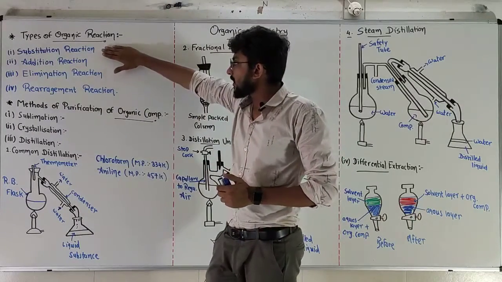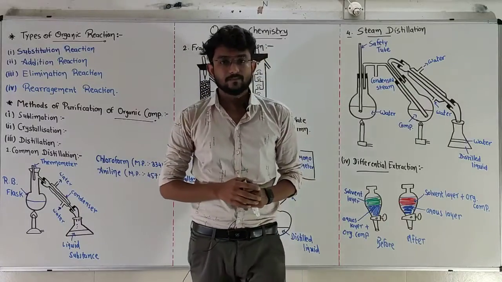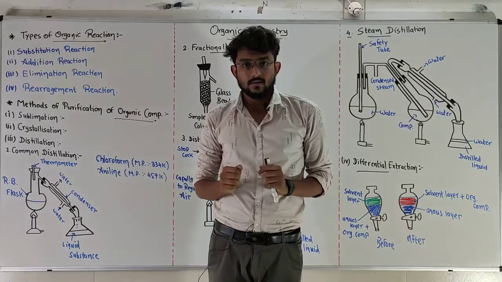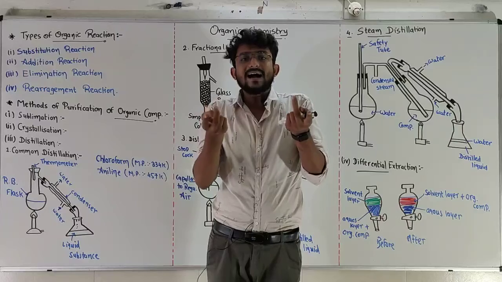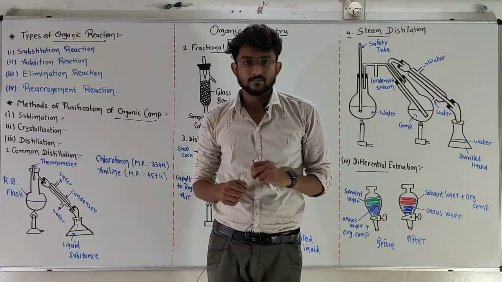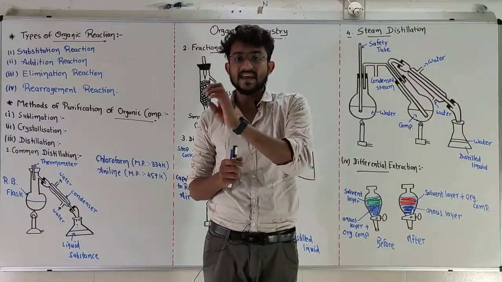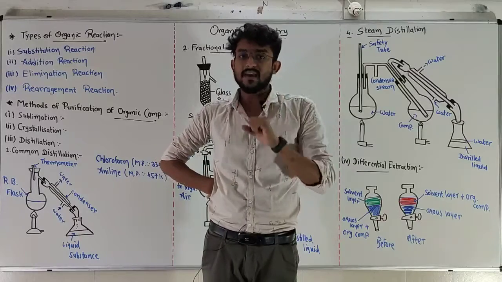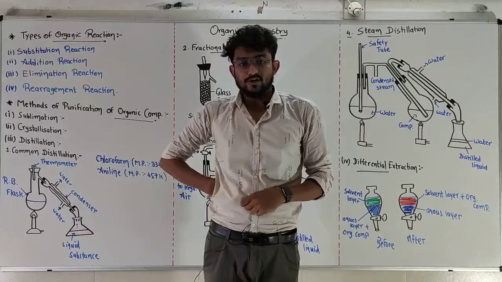The first organic reaction is the substitution reaction. Substitution means exchange. We have to exchange some part of the molecule with another. For example, I have CH3Br, bromomethane. I am reacting bromomethane with KOH.